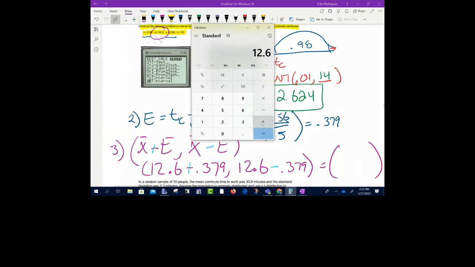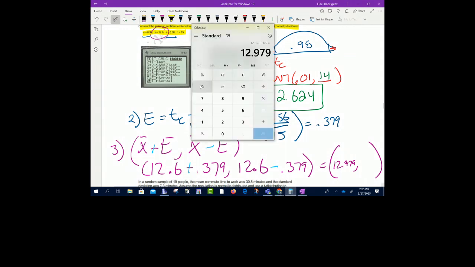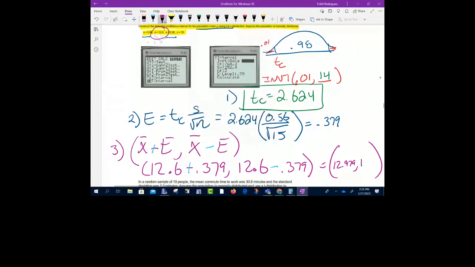Okay. So let's try that. 12.6 plus 0.379. Y'all, I'm coming up with 12.979 for my first number. And then my second one, 12.6 minus 0.379, 12.221. There we go. And we found our confidence interval, right? So all we did, y'all, was we took our average and we added the error, and we took our average and we subtracted the error, okay?